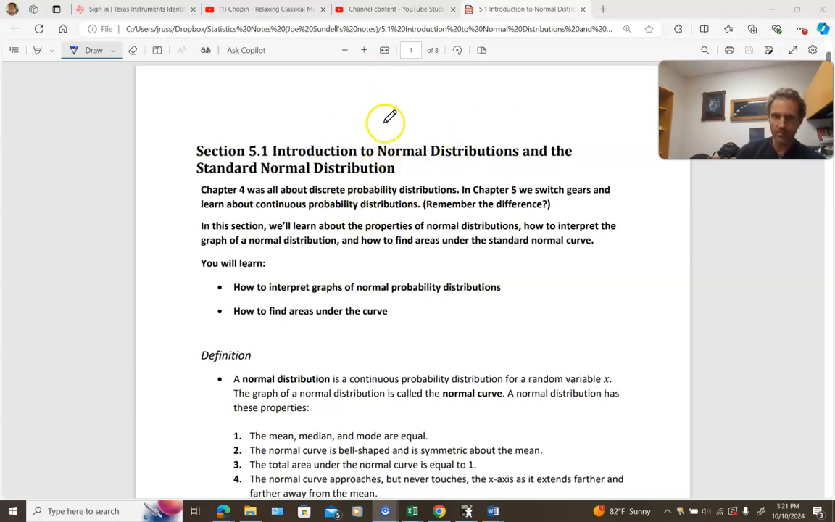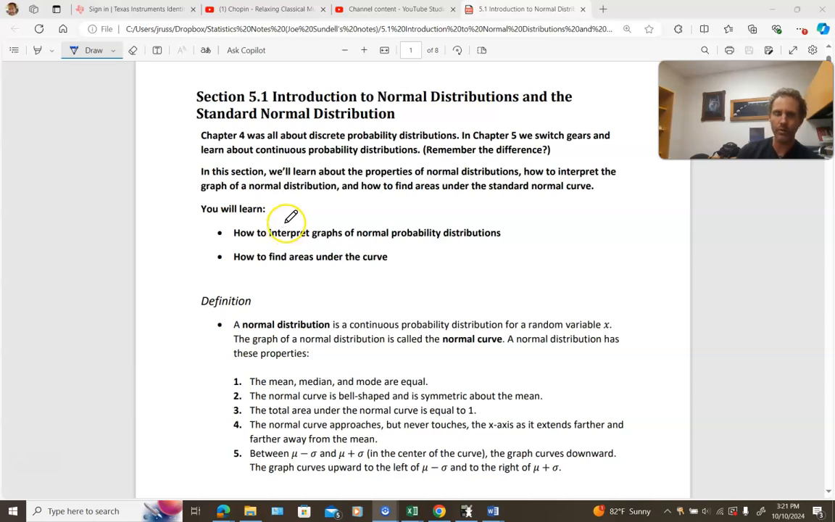And we're going to be studying in further detail something called the normal distribution, and then something that's related called the standard normal distribution, okay? All right, so let's look at the learning objective. So we're going to interpret graphs of normal probability distributions, and then we're going to look at finding areas under the curve. Okay, this will make more sense later on, but first thing we're going to do is start talking about the normal distribution.